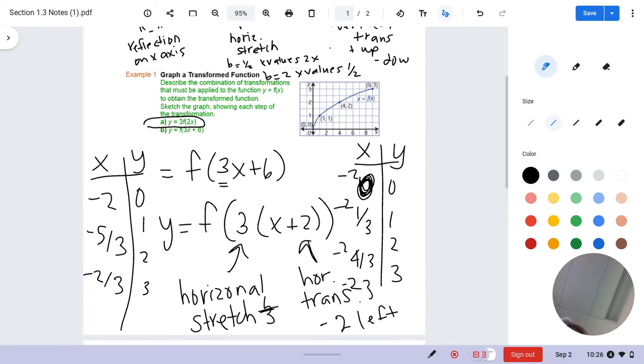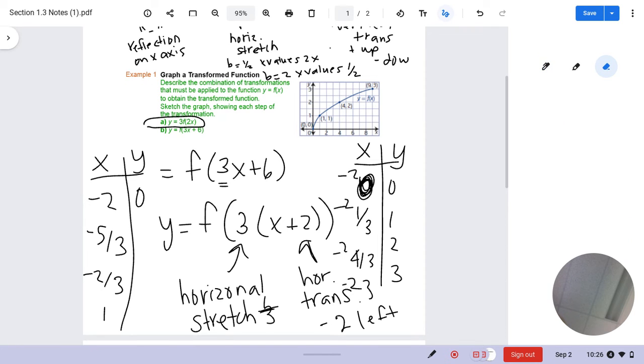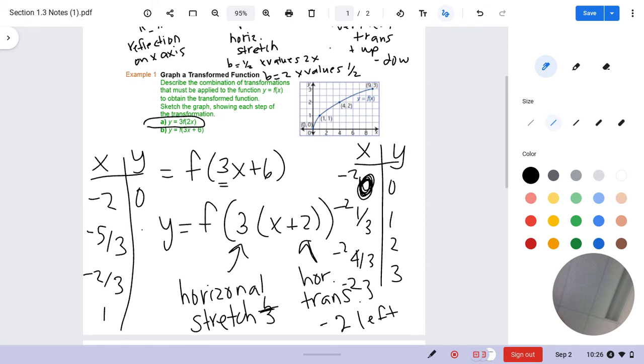And 3 minus 2 leaves us with 1. And then this would be my new table. Let me just fix this here. This would be my new table that I would graph.